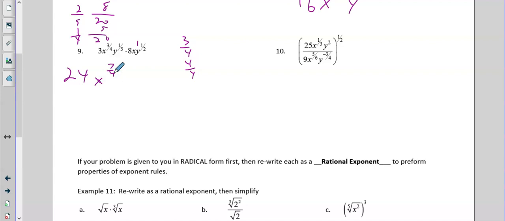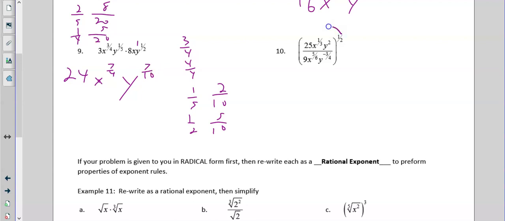Y to the 1/5 and y to the 1/2. Well, 1/5 and 1/2, I need to find a common denominator of 10. 5 times 2, 1 times 2. 2 times 5, 1 times 5. Keep the base, add the exponents, that's y to the 7/10. That's my answer.